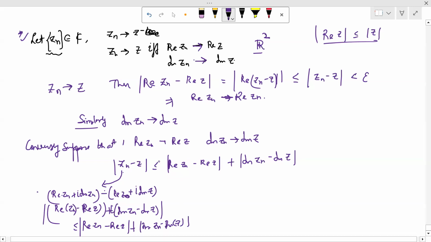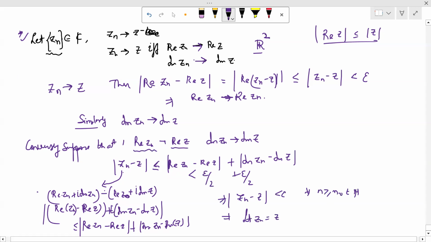So the modulus of Zn minus Z can be made less than or equal to the modulus of real Zn minus real Z plus the modulus of imaginary Zn minus imaginary Z. So already I know that if real Zn tends to real Z, it can be made less than epsilon by 2. Similarly, the other can also be made less than epsilon by 2. It implies that the modulus of Zn minus Z can be made less than epsilon for all n greater than or equal to some n naught belonging to the naturals. It implies what? It implies limit Zn is equal to Z.